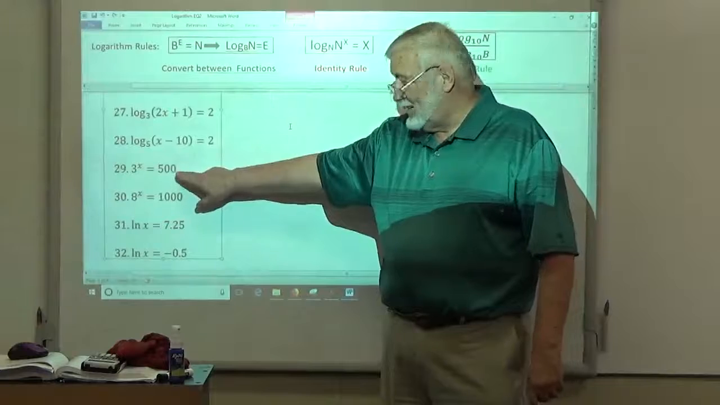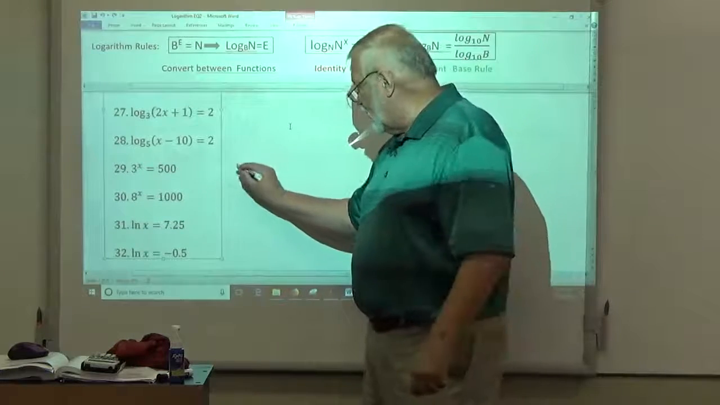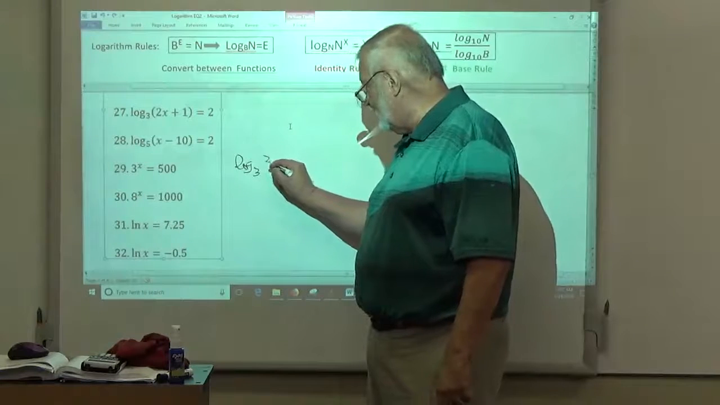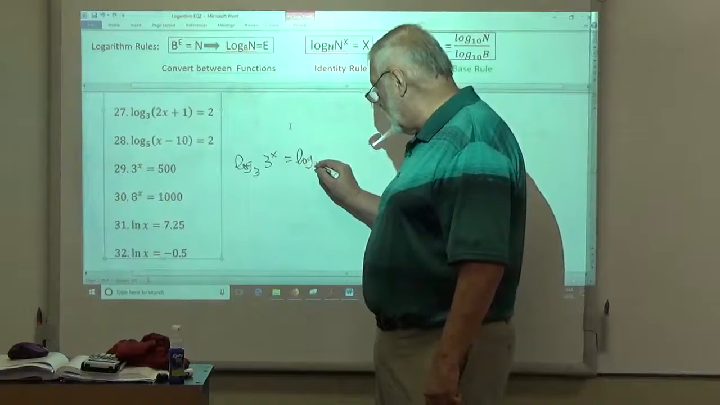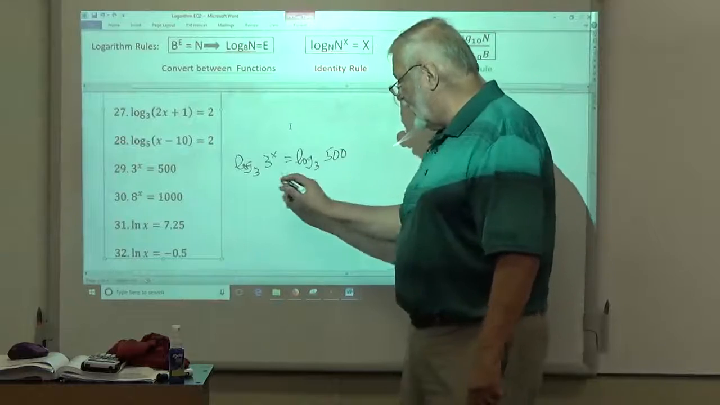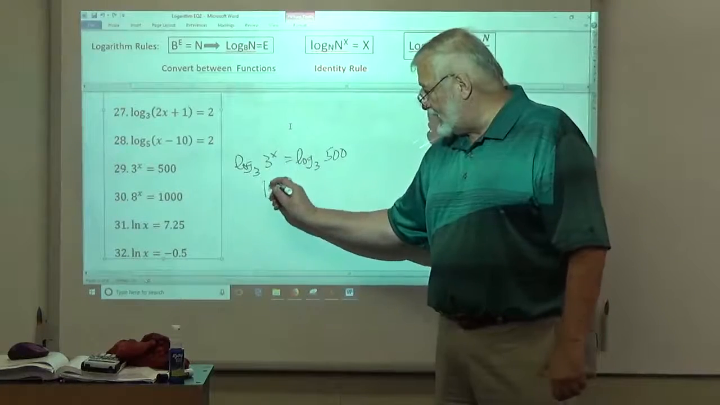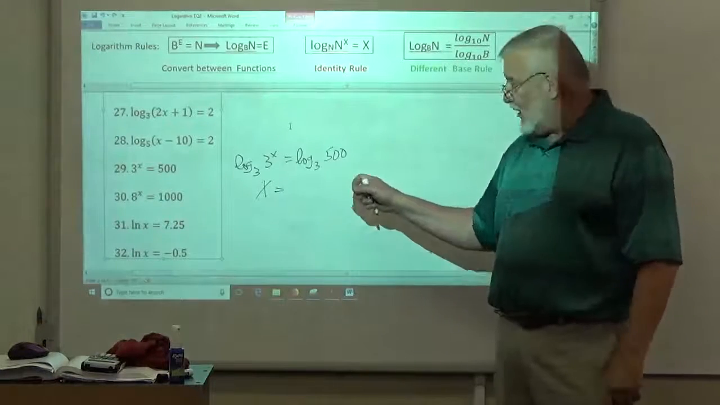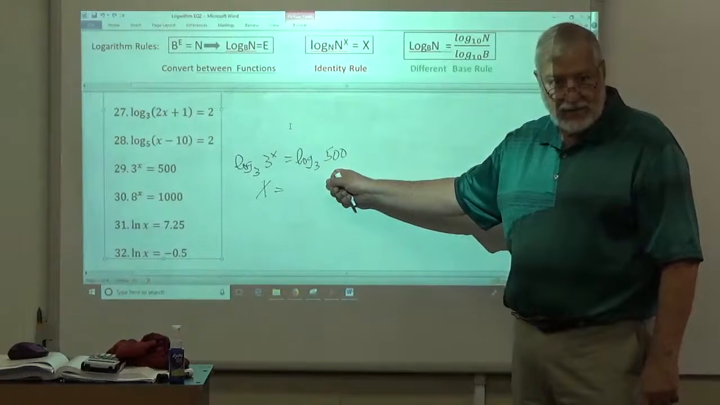Okay, what happens here? Oh, you do the logarithm. You can do log base 3 of 500 equals log base 3 of 3x. Log base 3 of 3 is 1, so that makes 1x equals... All right, Aria, what do I do with log base 3 of 500?